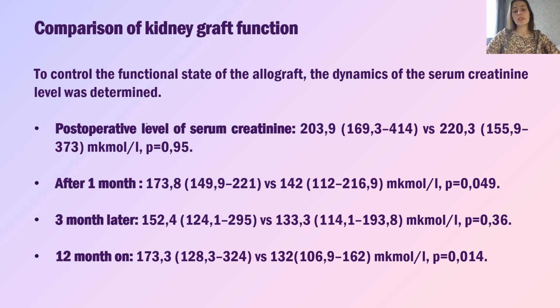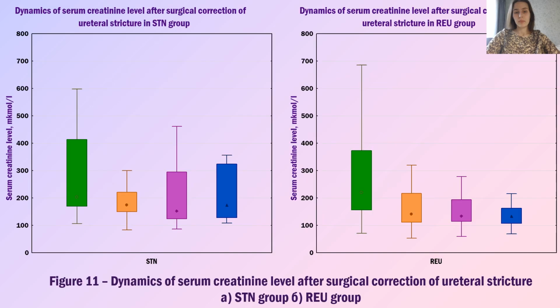We determined the dynamics of the serum creatinine level to compare the functional state of the allograft. Measurements were carried out a day after the interventions and after 1, 3, and 12 months. Here you can see the numerical values of the indicator in two groups. The slide shows the dynamics of serum creatinine levels after surgical correction of ureteric stricture in the study groups after the intervention and after 1, 3, and 12 months. In both groups, the creatinine level began to decrease gradually after surgery.